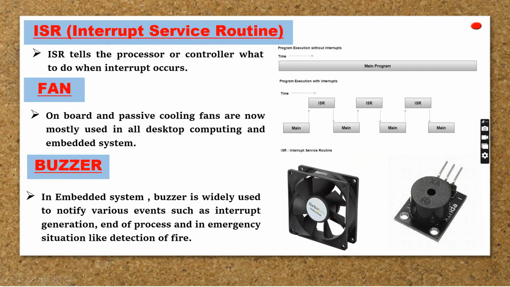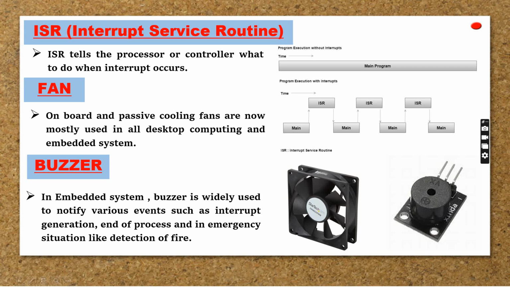Now let us look into the interrupt service routine. An interrupt service routine is a block of code that executes in response to an interrupt signal. ISRs are often organized in an interrupt vector table, a data structure that maps interrupt sources to their corresponding ISR addresses.